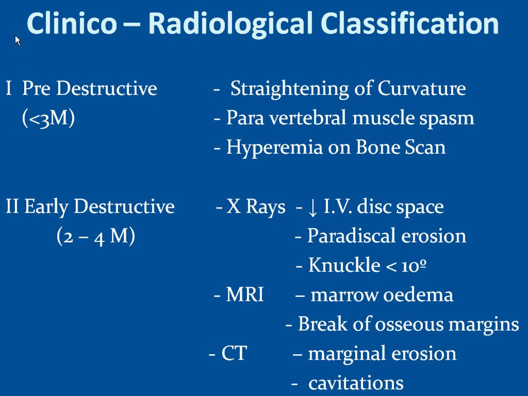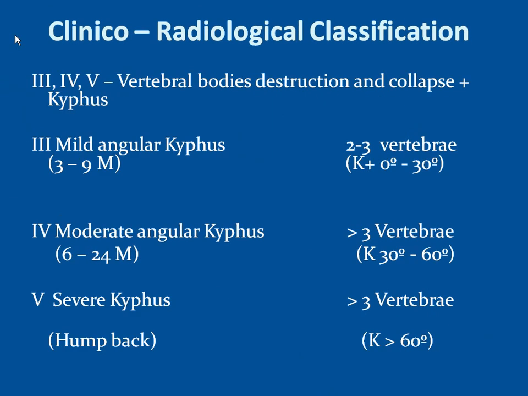As early destructive changes take place in roughly around 2 to 4 months' time, the X-rays may show you at that time a diminution of intervertebral disc space, paradiscal erosion, and a prominence of the spinous processes posteriorly, which normally is like a knuckle, which is less than 10 degrees. The magnetic resonance imaging shows you a marrow edema. There is a break of the osseous margins, and CT may show you marginal erosions with cavitation. So that becomes an early stage where the disease needs to be caught.